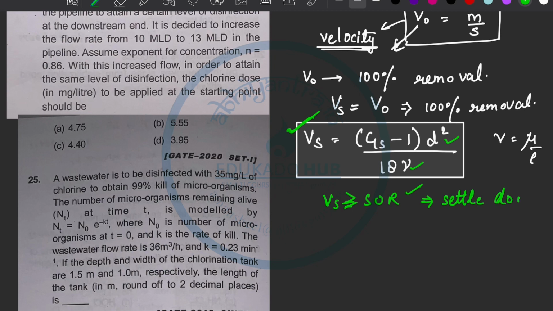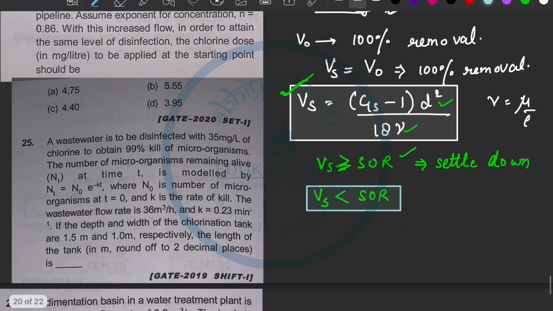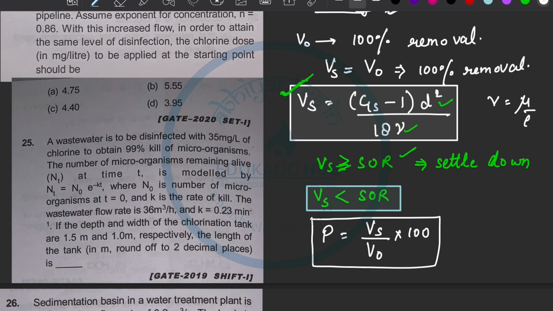Settle down. But what if the settling velocity of the particle is less than the surface overflow rate? Then we know that it will not be removed. So from that we can say the percentage of particles that will be removed will be equal to Vs upon V naught into 100.